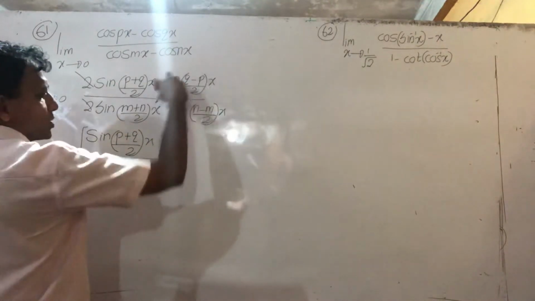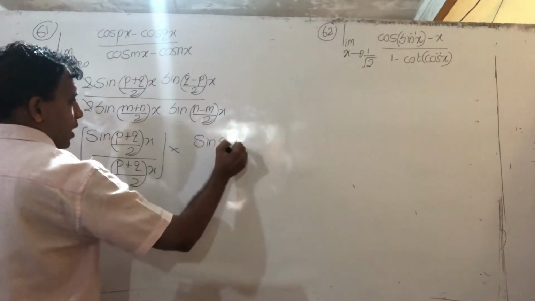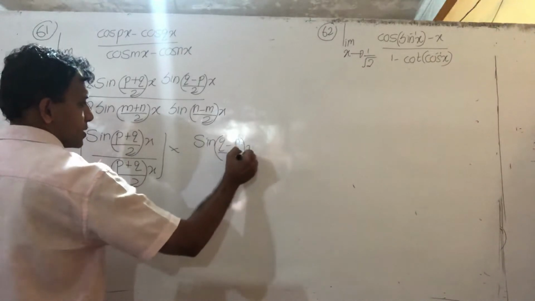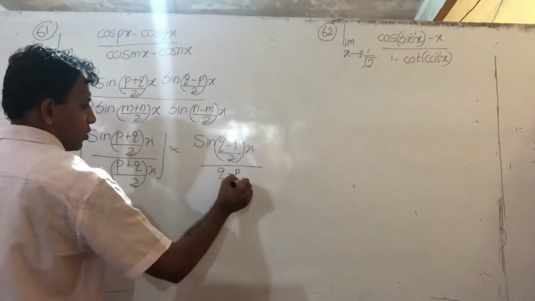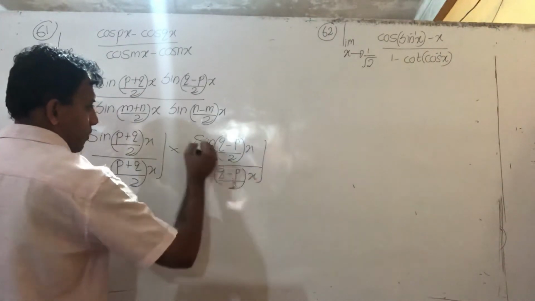Into the same, this one how? Sine of (q minus p) over 2 into x. Then below it, without the trigonometric part, the angle only, right? Sine theta over theta, that is there. Okay.